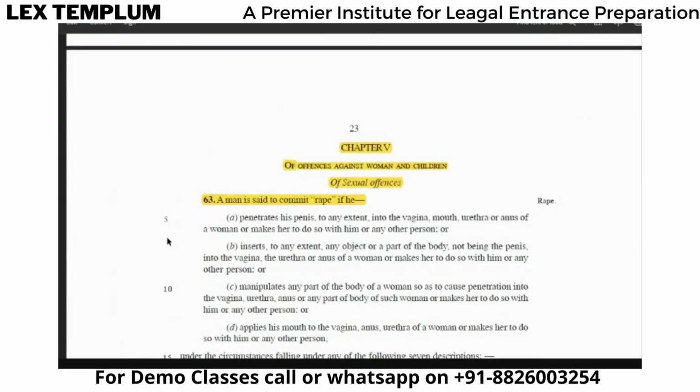Yes. Now comes the offenses against women and children. So, in the previous act, what was there? Offenses against women and children were bodily offenses. There was no separate chapter. They were just made a part of the offenses against the body.